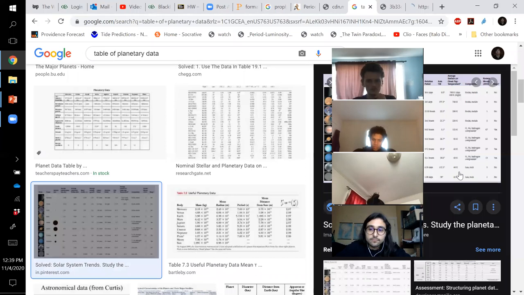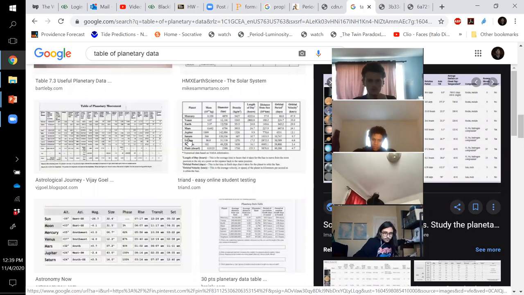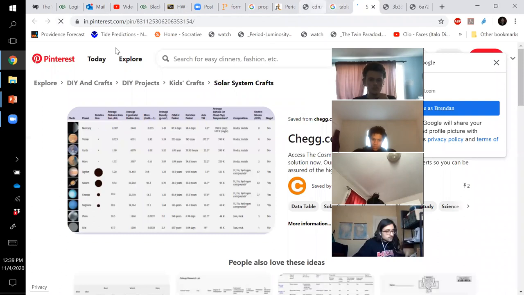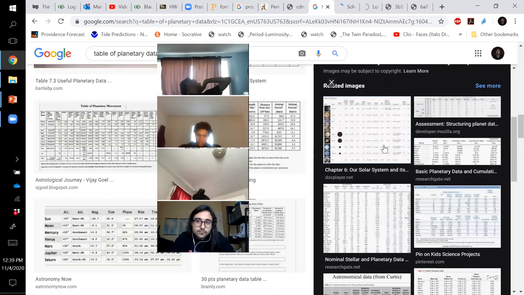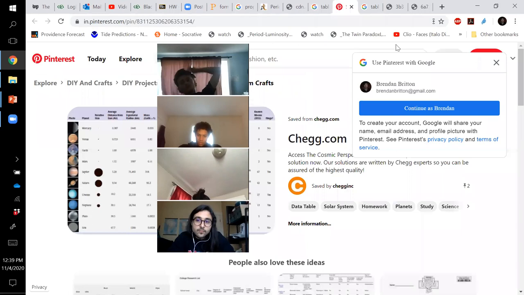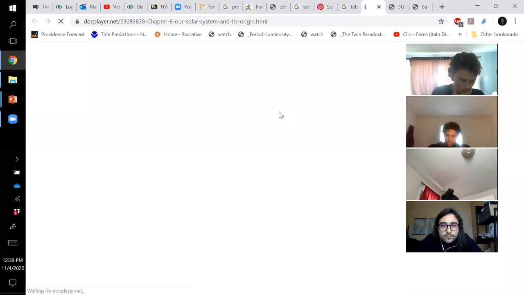Shoot. It's too low res. I know a lot of you guys didn't buy the book, so. Oh, actually, I've got an idea. Sometimes if you click on that, it'll show you related images. Open link in new tab. I just want one that has temperature as well as rotation. This is okay. Come on, baby.